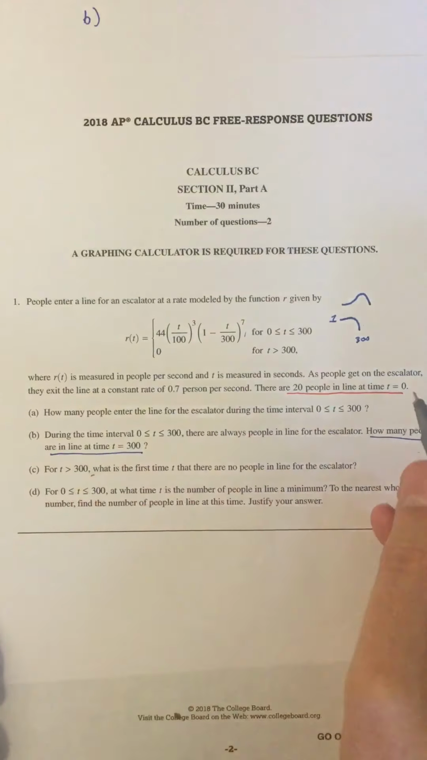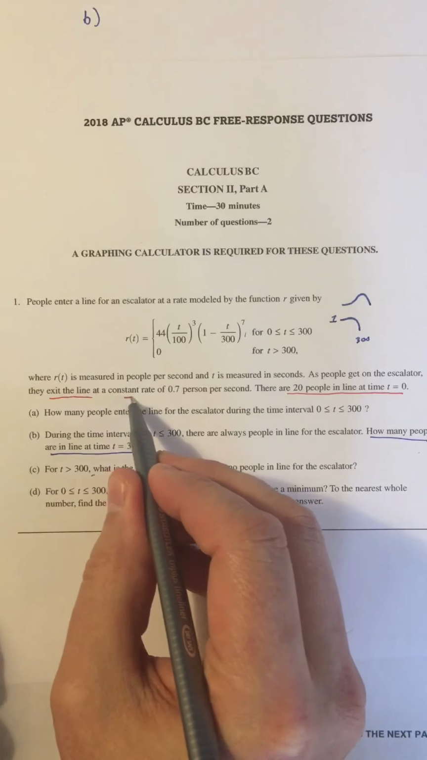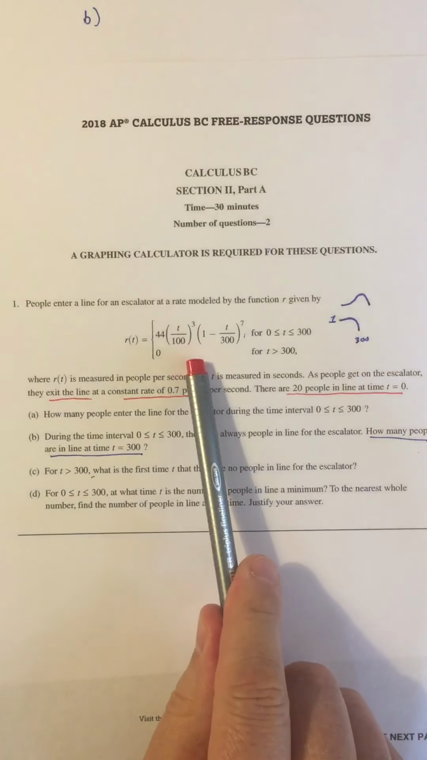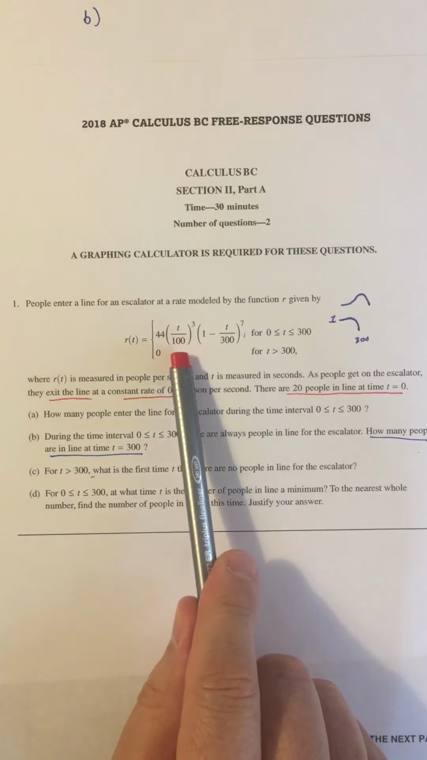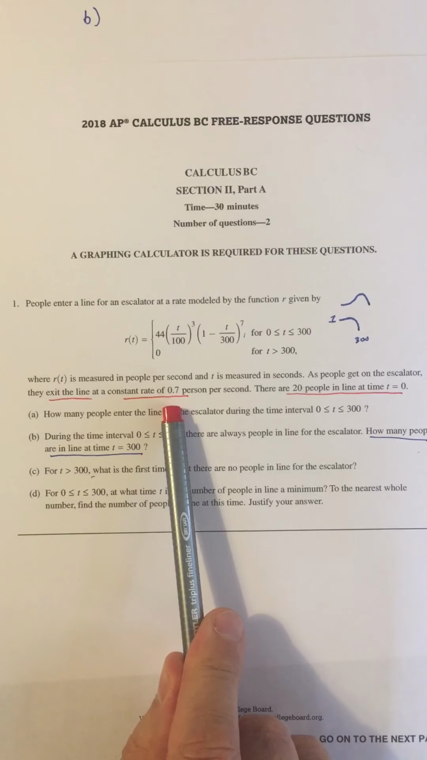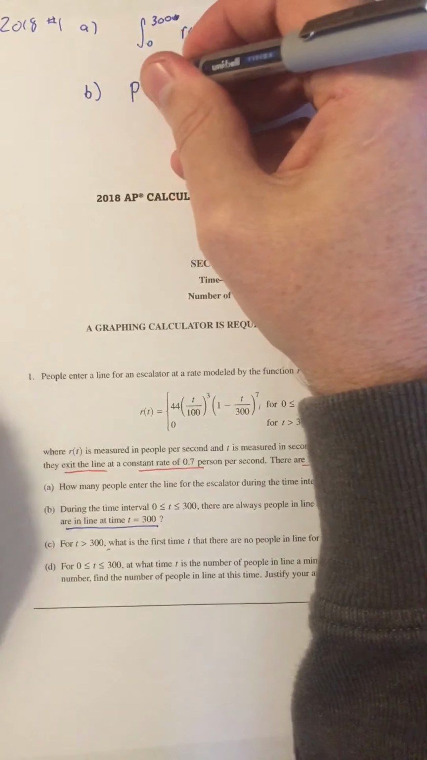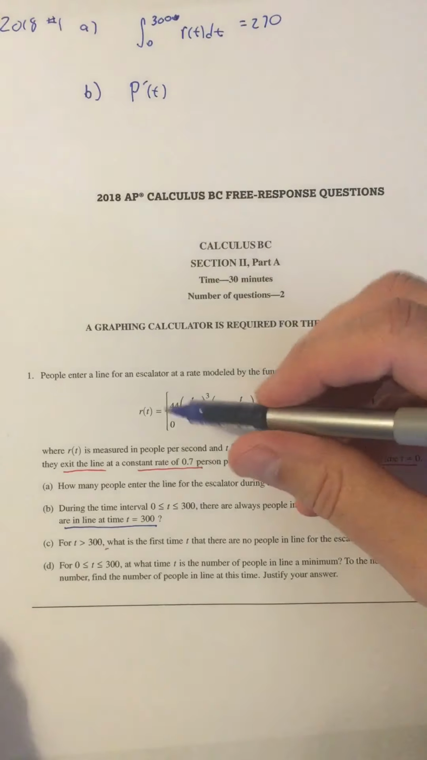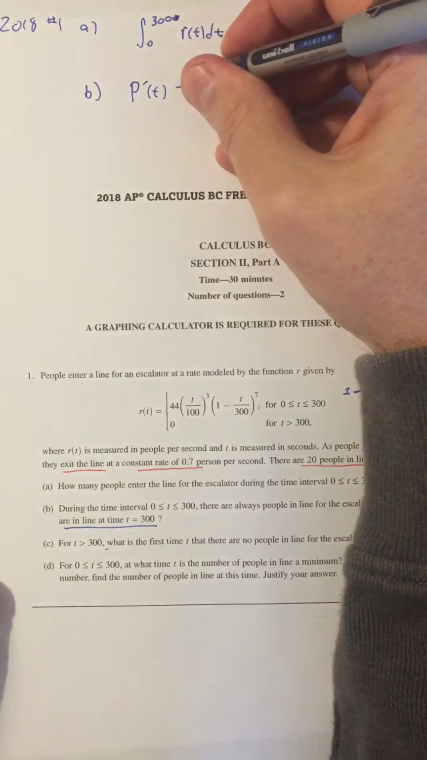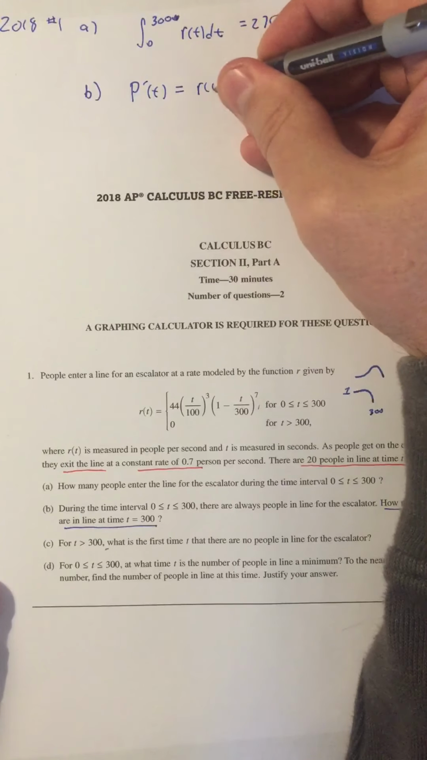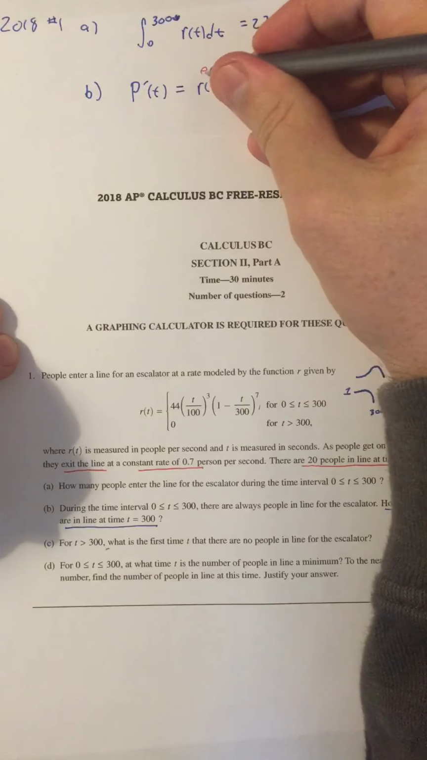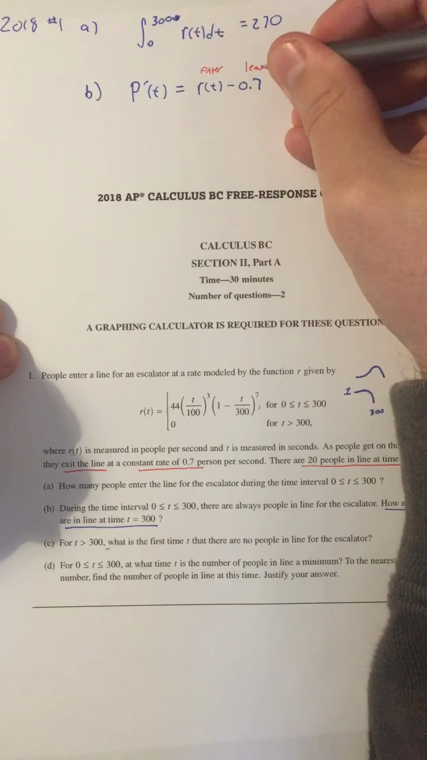And we also need to know that people are exiting the line at a constant rate of 0.7 people per second. So we have this function r of t, and that's people entering the line, but then here we have people leaving the line. So it's a very typical setup, if we want to know the rate of change of people in the line. I just made up a function p of t to stand for the people in line, because this r of t is not just that derivative. The rate of change of people in line is r of t, that function, minus 0.7. So it's basically people entering the line minus people leaving the line.